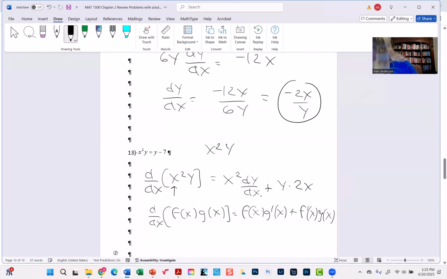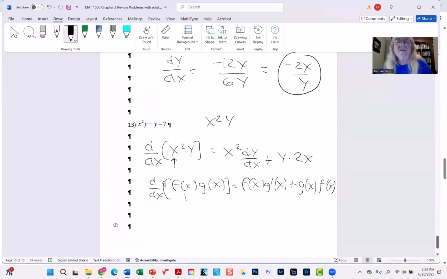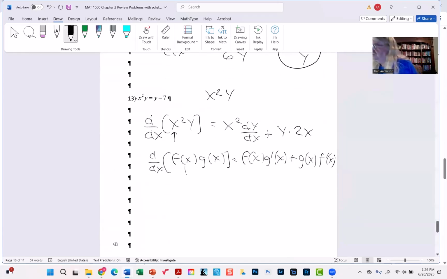So you can think of it as the first term times the derivative of the second term plus the... oh, sorry, I did this backwards. Hold on. It's the first times the derivative of the second plus the second times the derivative of the first. And that's what we had to do here. But that's just the x squared y. We also have to deal with y and 7, -7. So that means that what we're going to end up with is this.